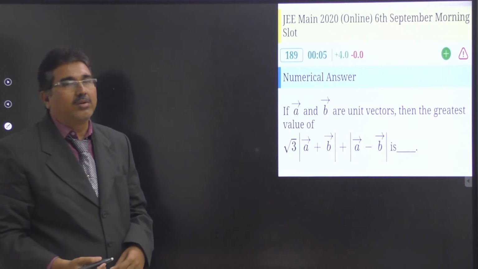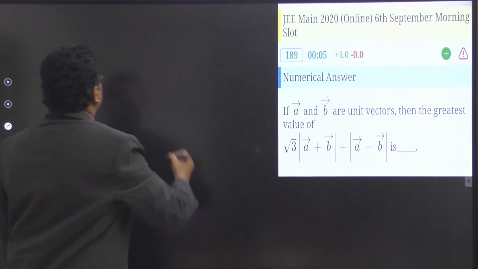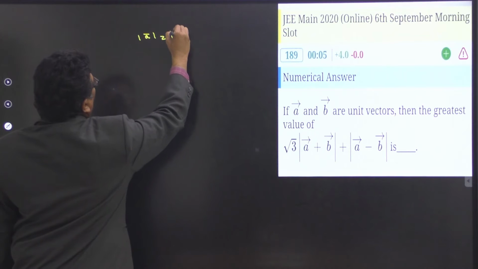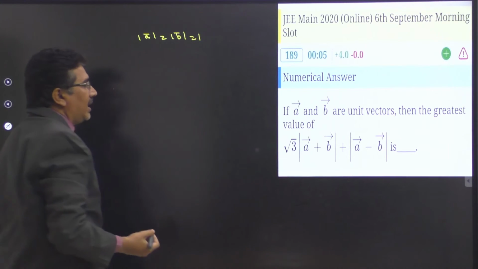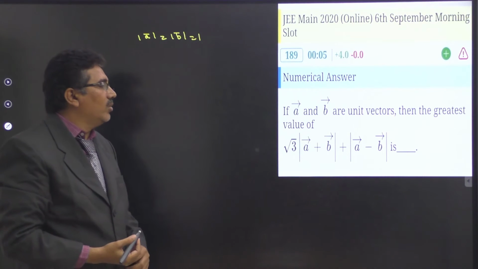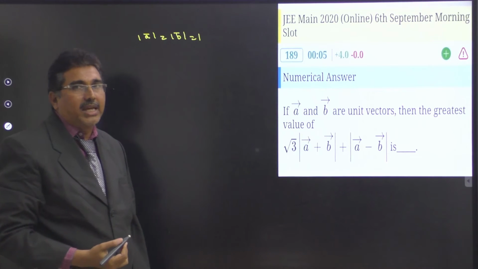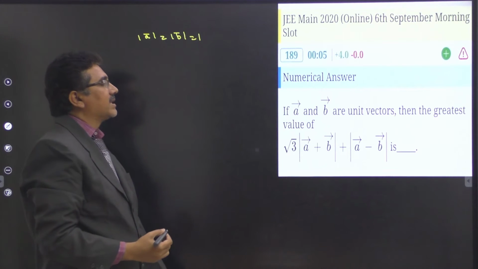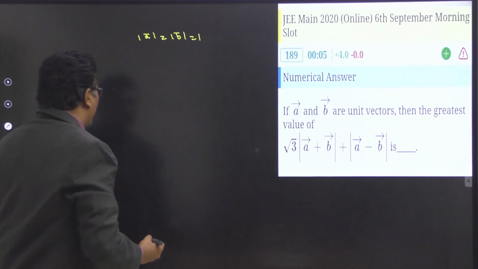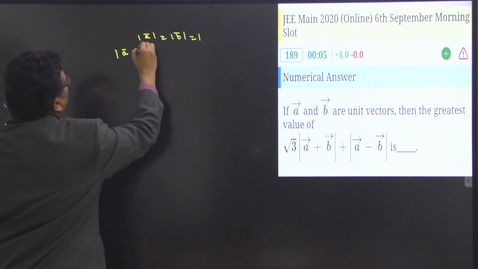Right, this is also a basic concept. If A bar and B bar are unit vectors, so that mod A bar is equal to mod B bar is equal to 1, then the greatest value of root 3 into modulus of A bar plus B bar plus modulus of A bar minus B bar. Right? Now, first calculate what is modulus of A bar plus B bar.